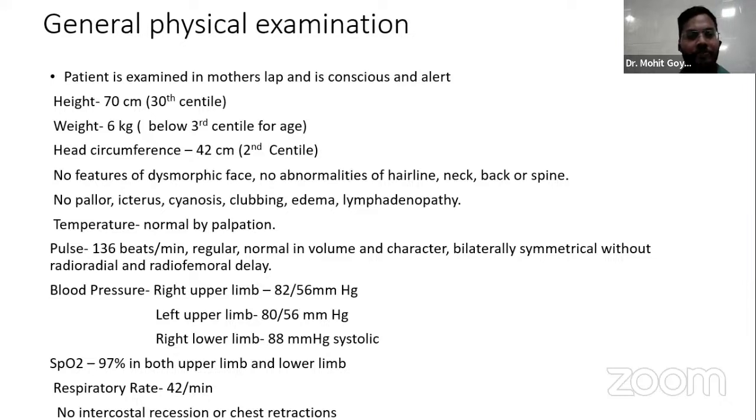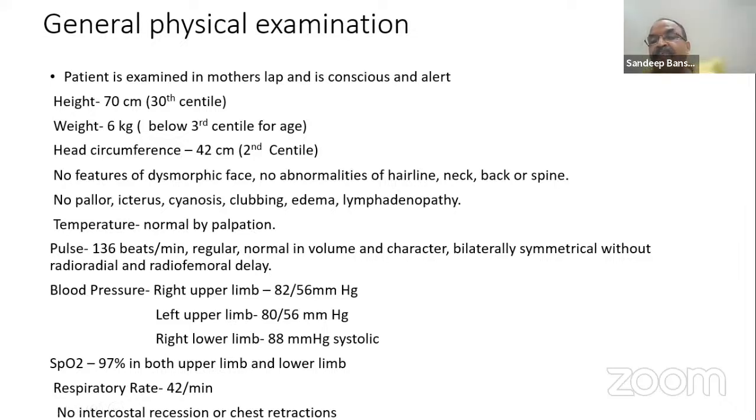General physical examination. Patient is examined in mother's lap and is conscious and alert. Height is 70 centimeters, that is 30th centile for that age, and weight is 6 kg, that is below the third centile for that age. Head circumference is 42 centimeters, that comes at second centile. There is no feature of dysmorphic face, no abnormality of hairline, neck, back, or spine. There is no pallor, icterus, cyanosis, clubbing, edema, lymphadenopathy. Temperature is normal by palpation. Pulse is 136 beats per minute, regular, normal in volume and character, bilaterally symmetrical with no radiofemoral delay.